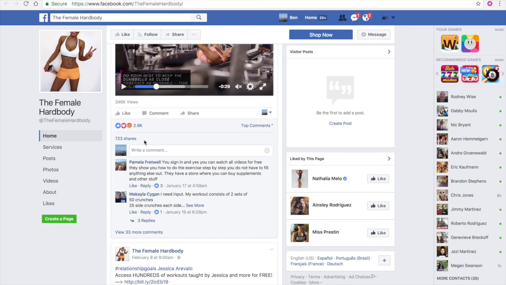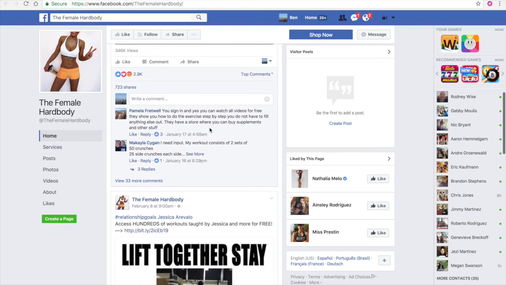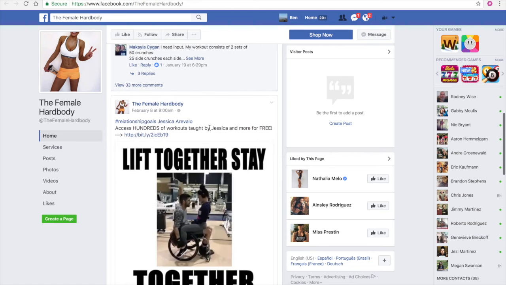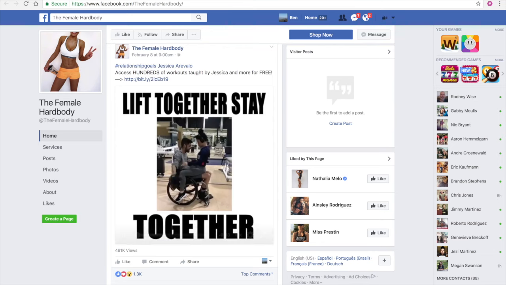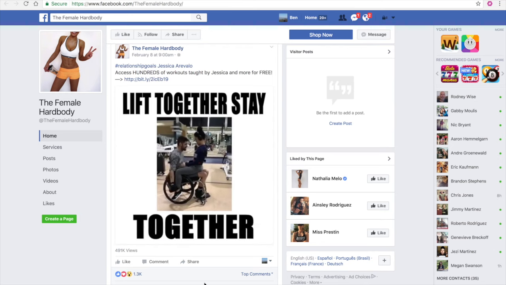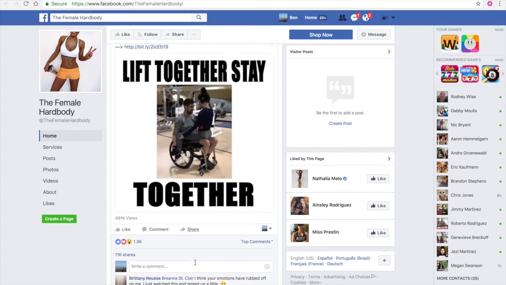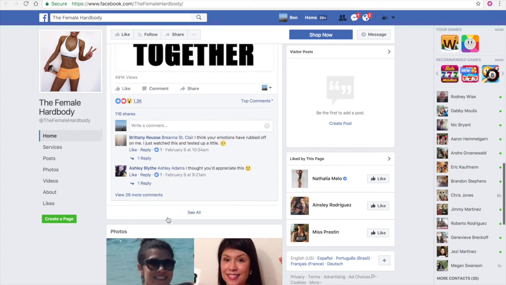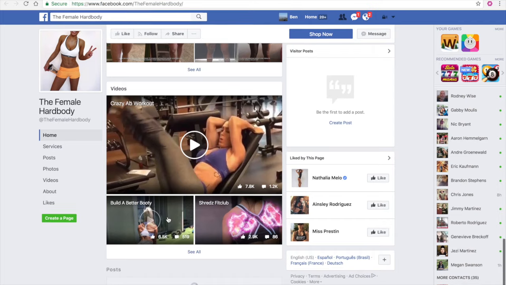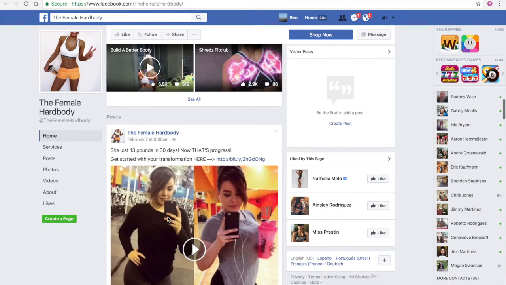The more shares there are, the better this page is going to be, because not only are these people engaged, but they're passionate about it. They want to share it with their friends. So this was posted about a day and a half ago, and it has 1.3 thousand likes. So I'd say this page is probably relatively engaged.